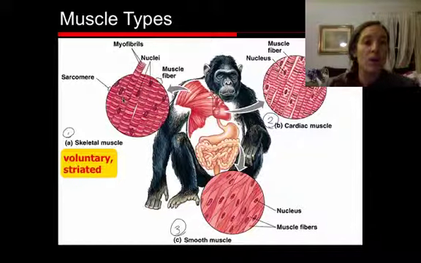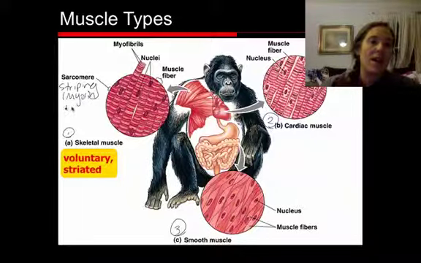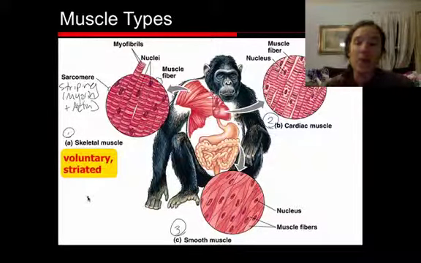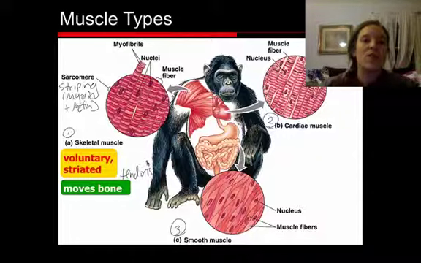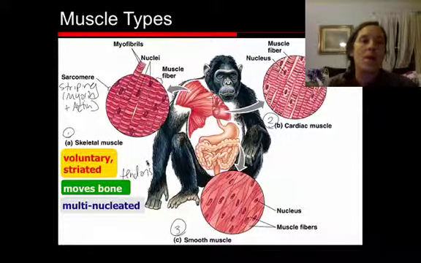And if you remember, the reason that we see striping is because we have two different kinds of proteins in there. We have the myosin and actin protein. So we have striped cells. The job of skeletal muscle is to move bone. It is attached to bone by tendons, and as muscles shorten, those tendons pull on the bone, and that causes movement. Skeletal muscle is also multinucleated.